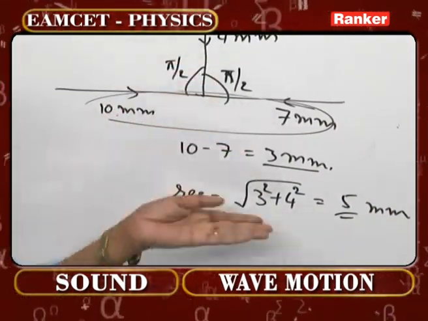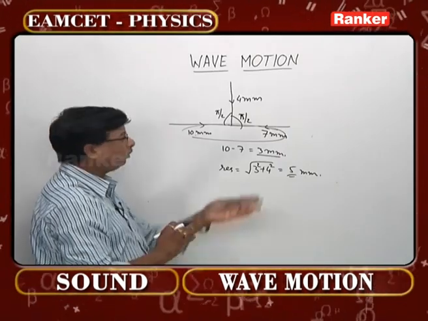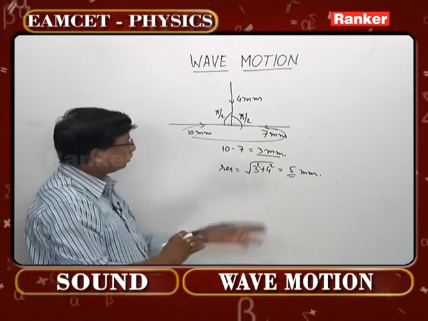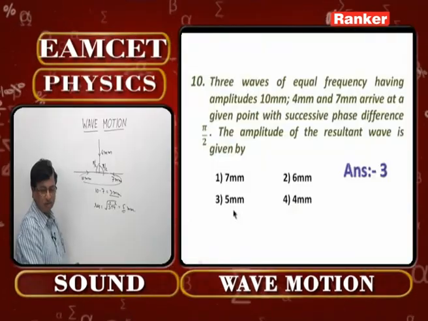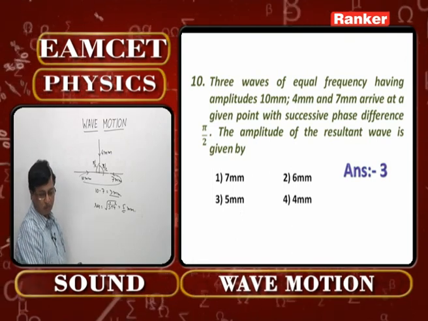A very simple question. The only thing you should understand is that pi by 2 radian is going to be the successive phase difference that has been mentioned in the problem. So the correct option for this one is the third option, which is 5 millimeter. Look at the next problem.